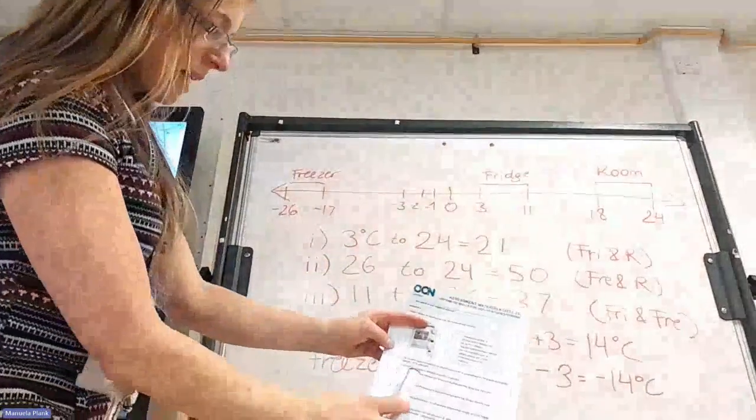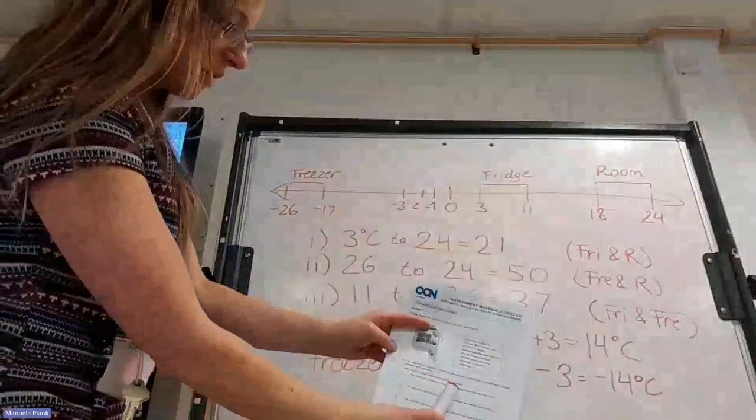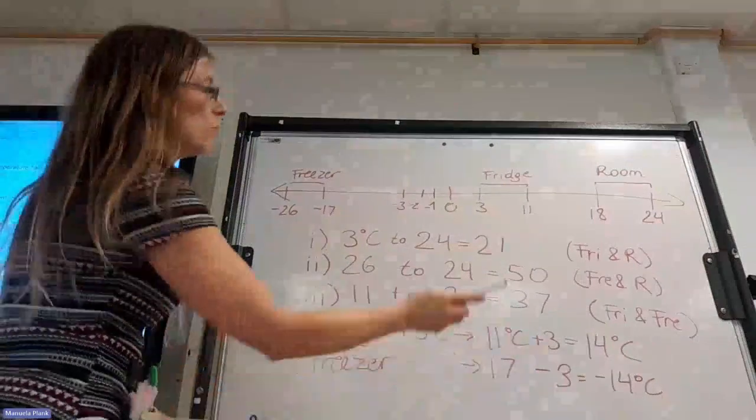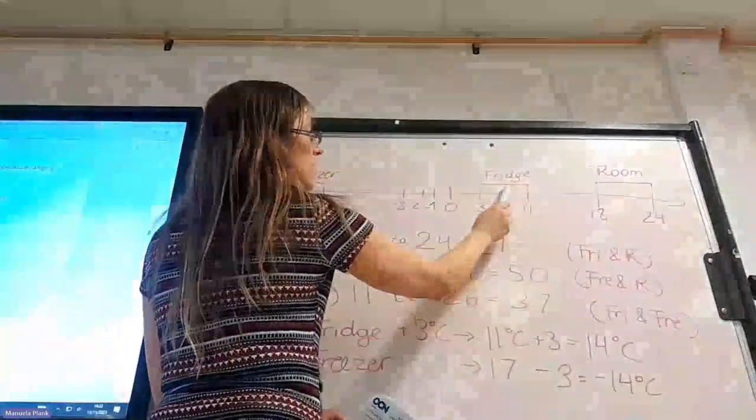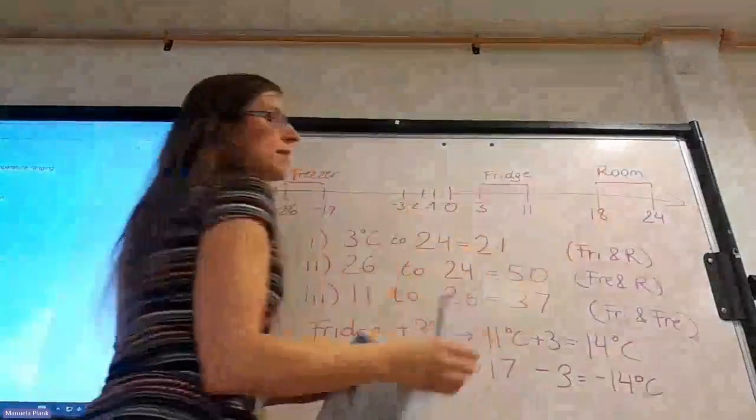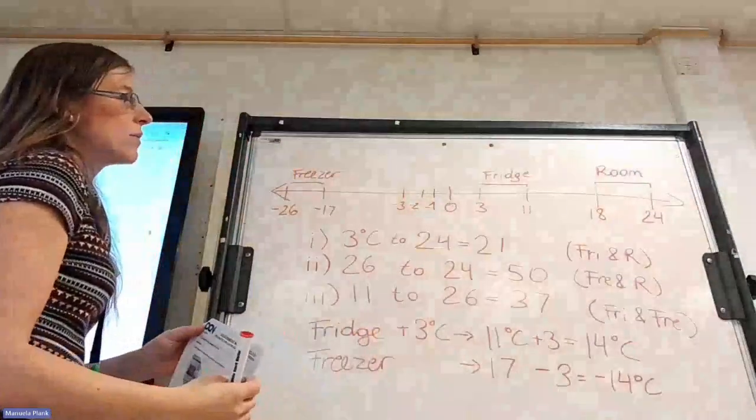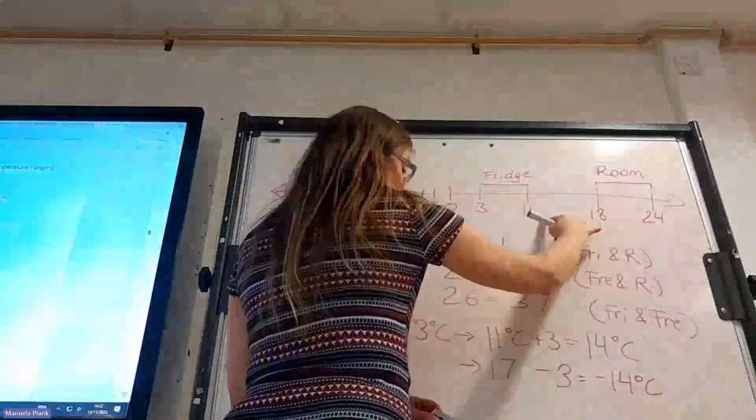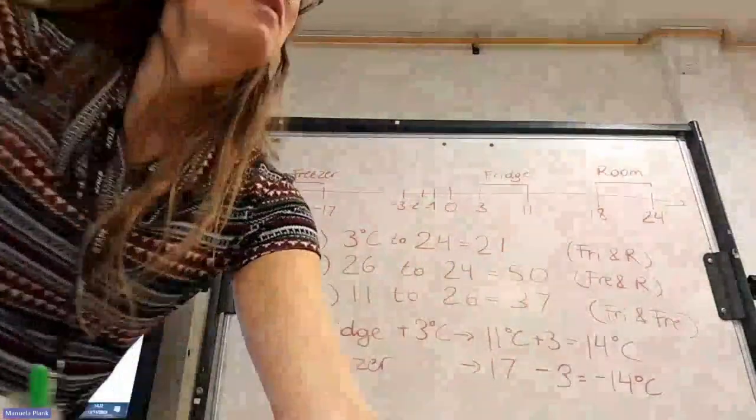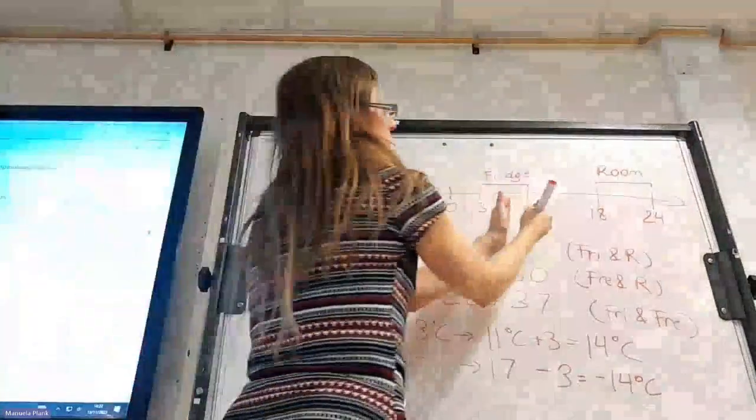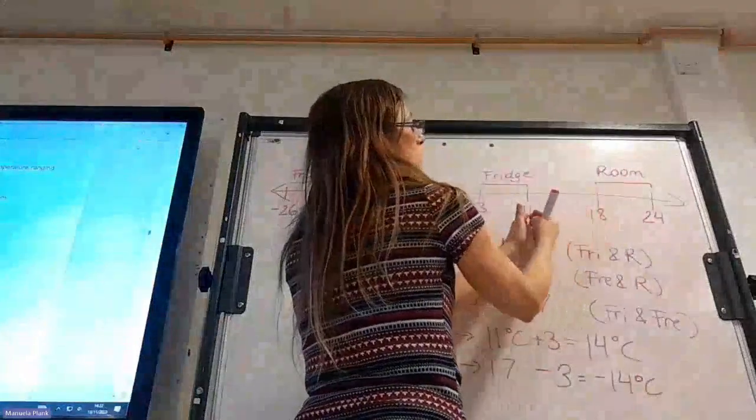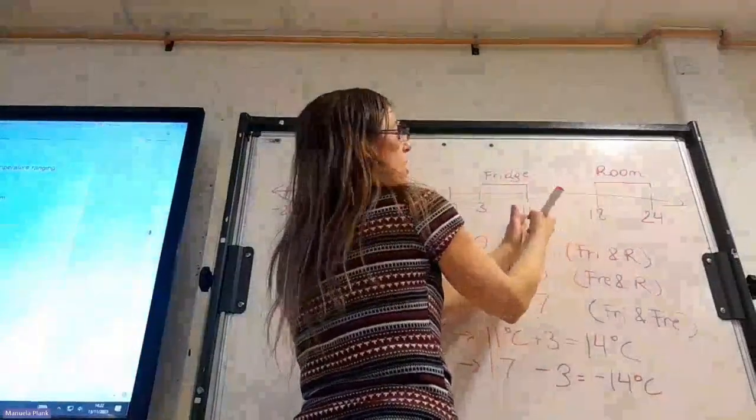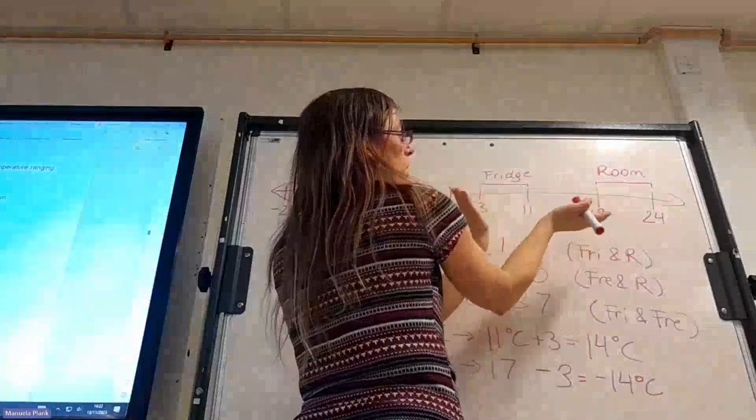It says the maximum difference in temperature between the fridge and the room. So between the fridge, which is here, and the room. And it has to be the maximum amount of difference. So if we were to take those two numbers, that's not a big difference, because the maximum difference is like the greatest and the longest distance in both ways.